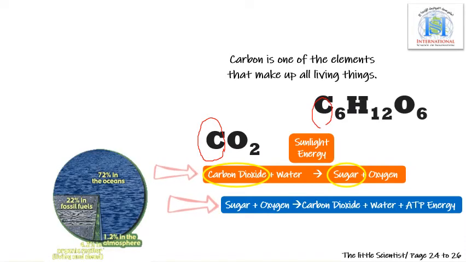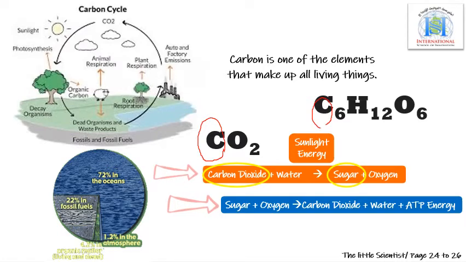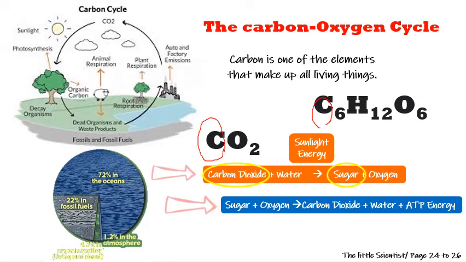Carbon is one of the most important elements in nature. It makes up almost all living things, and it is found in the water, in fossil fuels, in the air, in dead bodies, in our bodies, in plants, animals, and people bodies. And this carbon is recycled in nature. This process of recycling carbon in nature is called the carbon-oxygen cycle. This cycle shows the transfer of carbon between the atmosphere and living things.